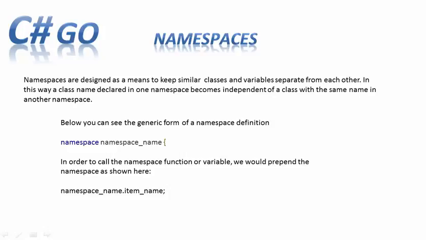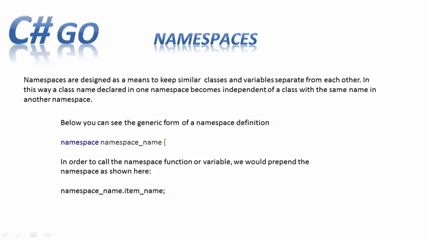Namespaces are designed as a means to keep similar classes and variables separate from each other. In this way, a class name declared in one namespace becomes independent of a class with the same name in another namespace. Below here you can see that I've produced the generic form of a namespace definition.